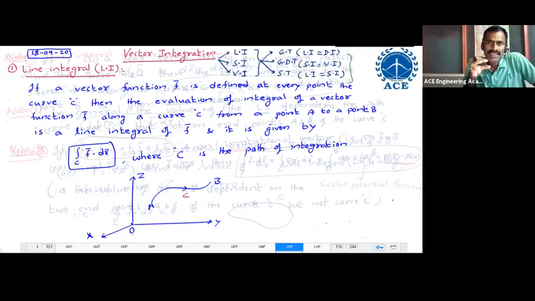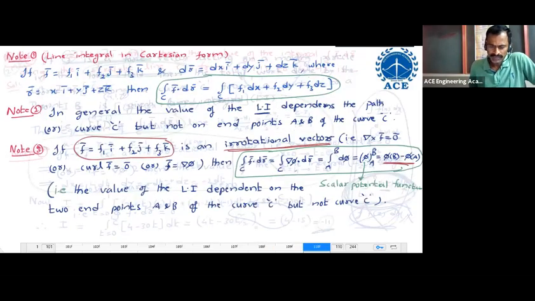Whenever a line integral is given, first check whether the curve is closed or not. Suppose the curve is not closed, then we do the problem like this.